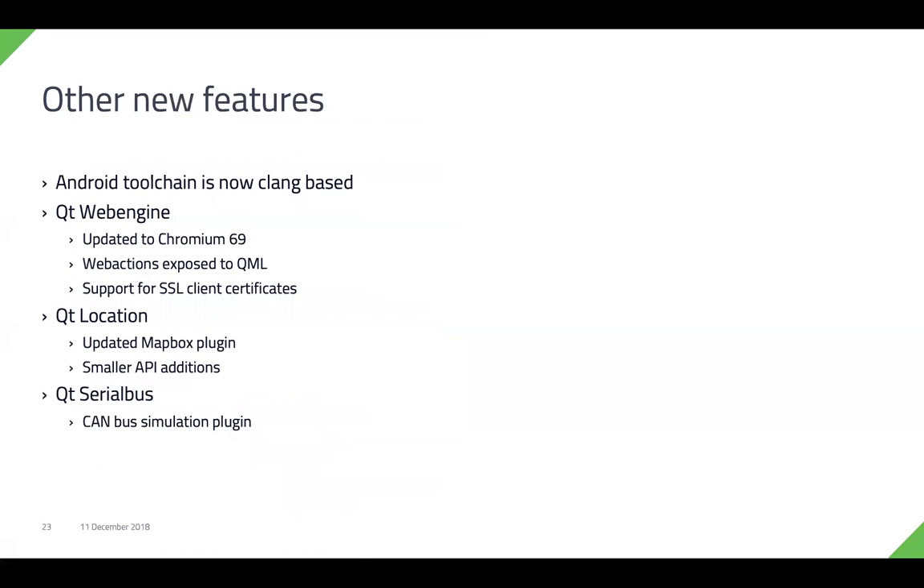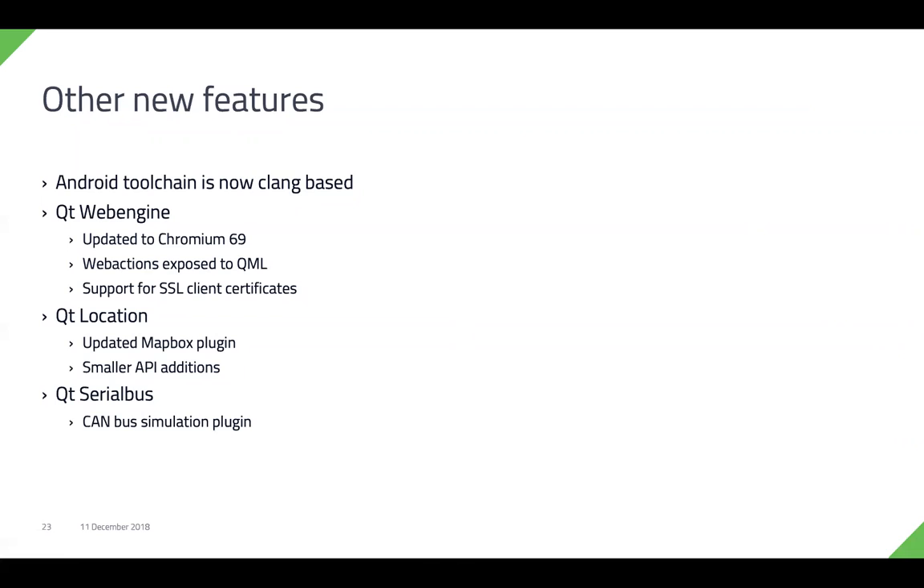A couple of other new features in Qt are that the Android toolchain is now Clang-based. That's good because Android and Google are moving over to fully Clang-based toolchains in the newer SDKs. This allows us now to move up to a very new SDK on Android and gives you the support that's needed there. Web Engine got updated to Chromium 69, a rather recent Chromium build. And we've added a little bit of new functionality there by exposing web actions to QML and adding support for SSL client certificates.